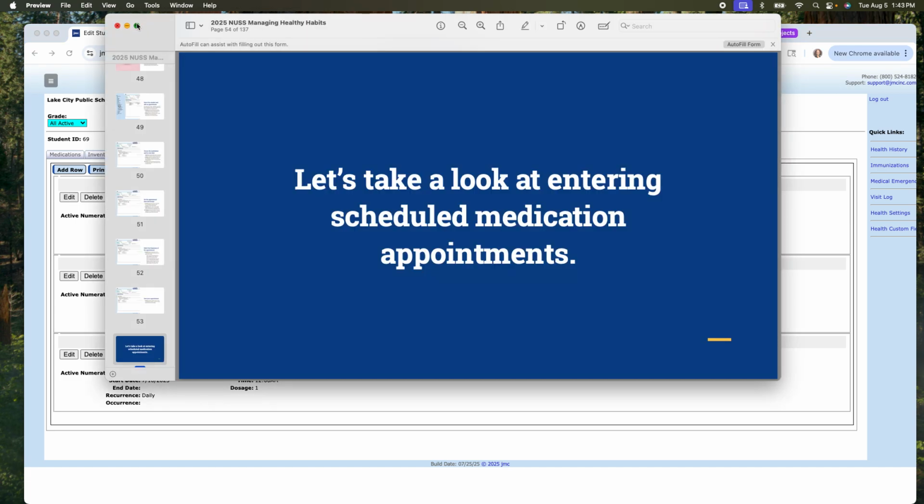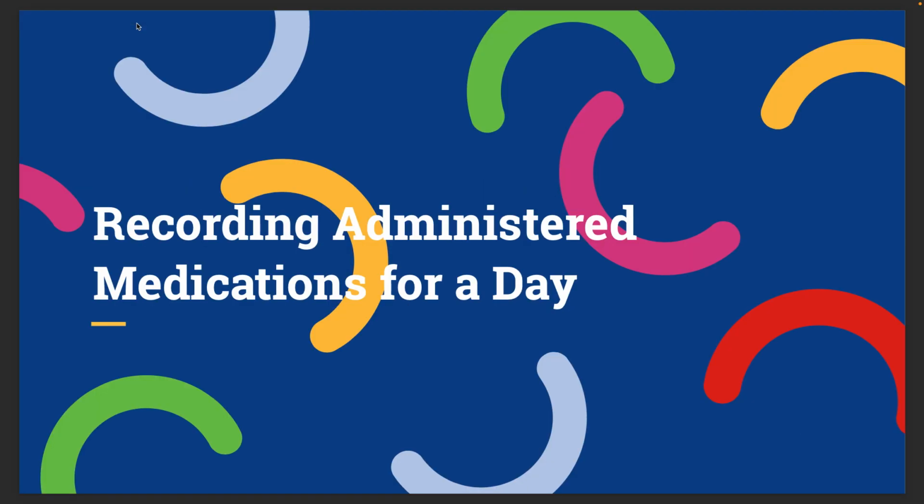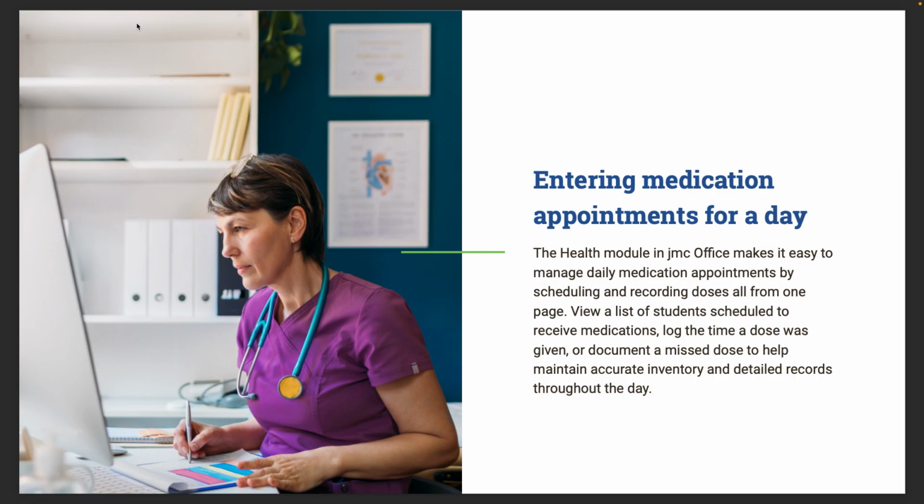Okay. Then the next thing that we're going to look at is recording administered medications for a day. So we've set up the appointments, but now we're going to show how we prove that they've been administered each day. And that's what helps keep that inventory updated every day. The health module in JMC makes it easy to manage those daily appointments by scheduling and recording doses all from one page. View a list of students scheduled to receive medications, log the time a dose was given, or document a missed dose to help maintain accurate inventory and detailed records throughout the day.